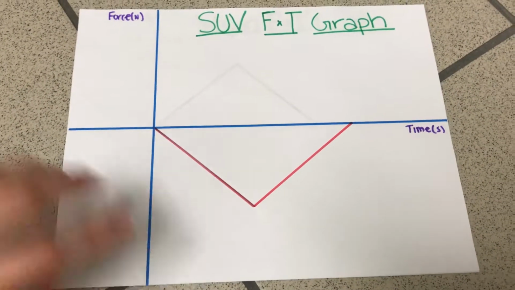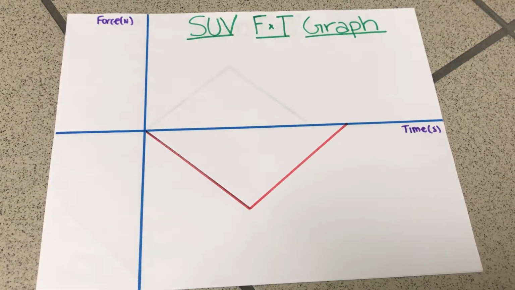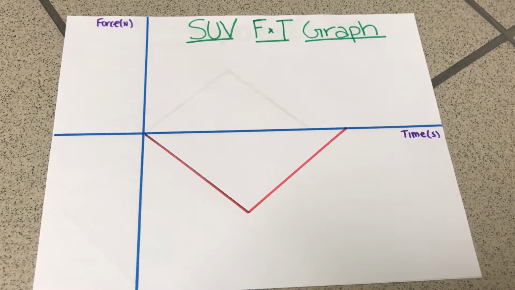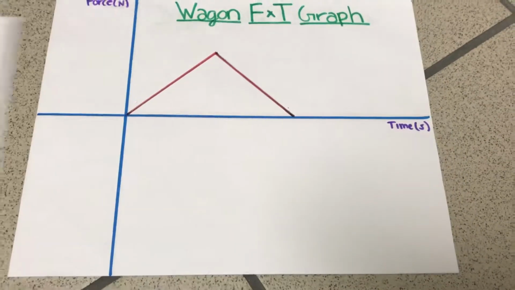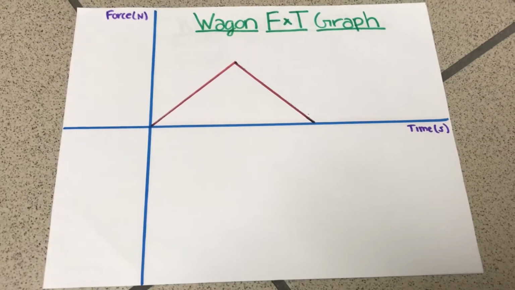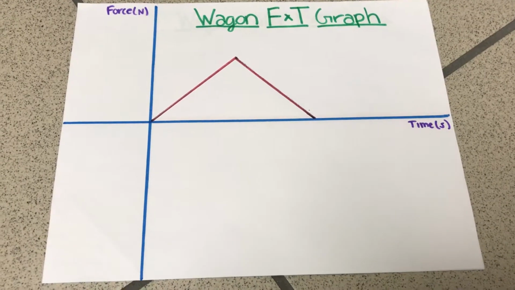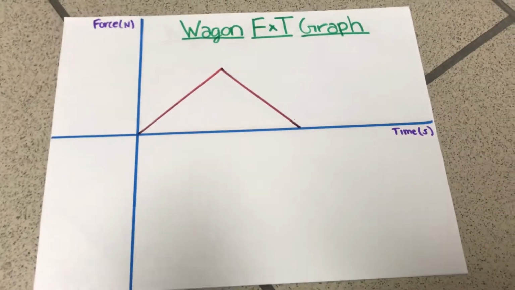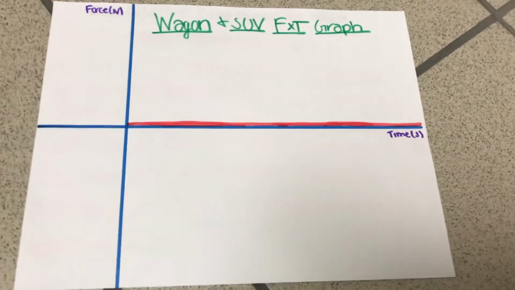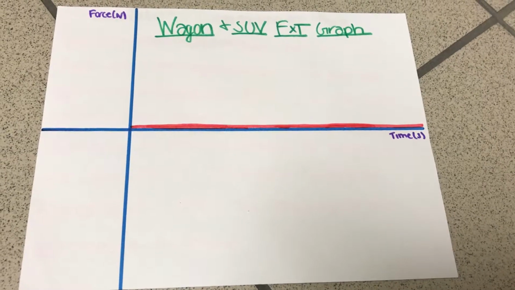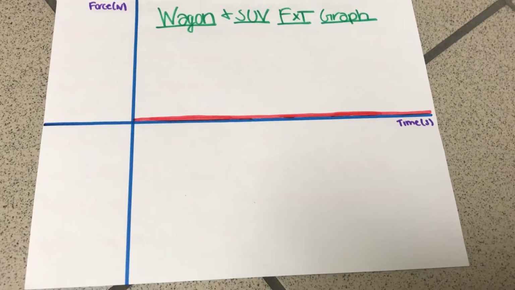The force time graph for the SUV is displayed below the x-axis because kinetic energy was greater before the collision. This means kinetic energy was decreasing throughout the collision. The force time graph for the wagon is displayed above the x-axis because it gained kinetic energy after the collision, which means energy increased throughout the collision. The force time graph for the system, the wagon and SUV together, is displayed on the x-axis because both graphs cancel out each other.